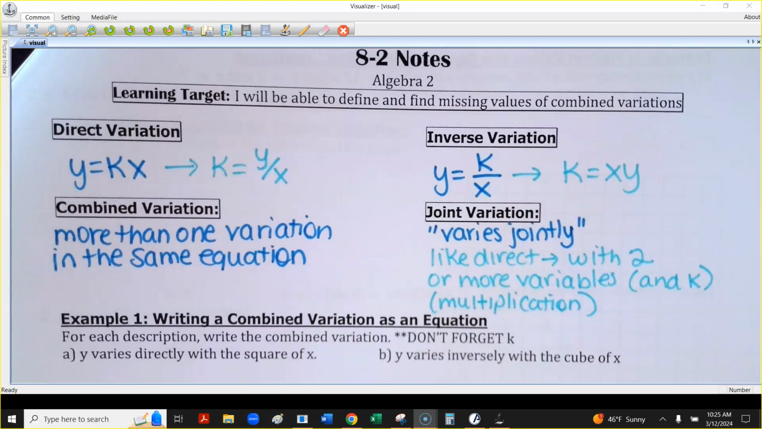And then just to the side there, if we need to find the k value, it should just be whatever the y value is divided by the x value, or whatever variables are in those same positions when we set these up.